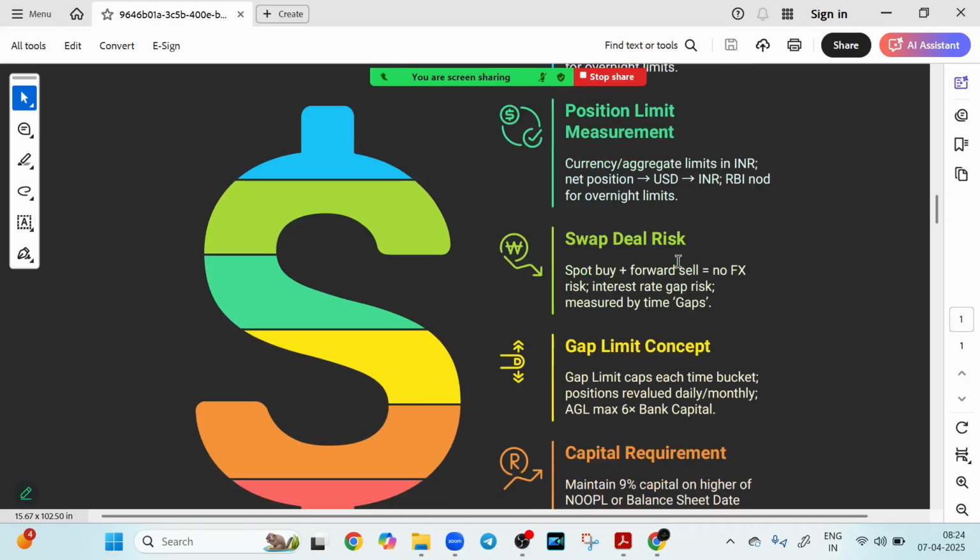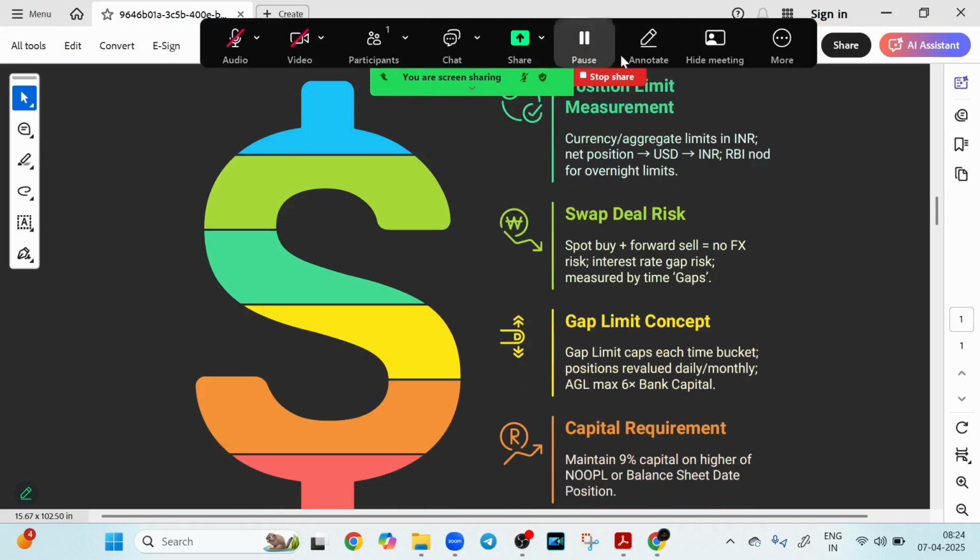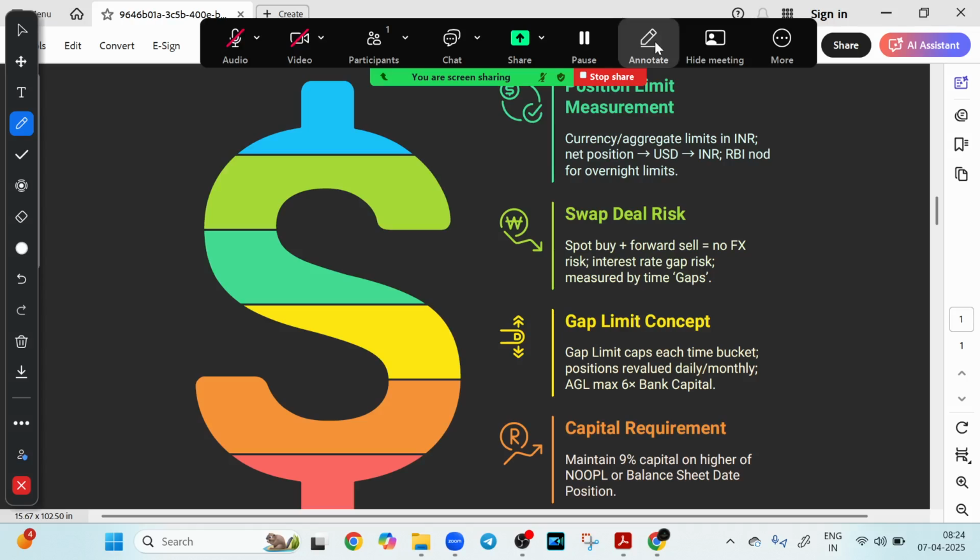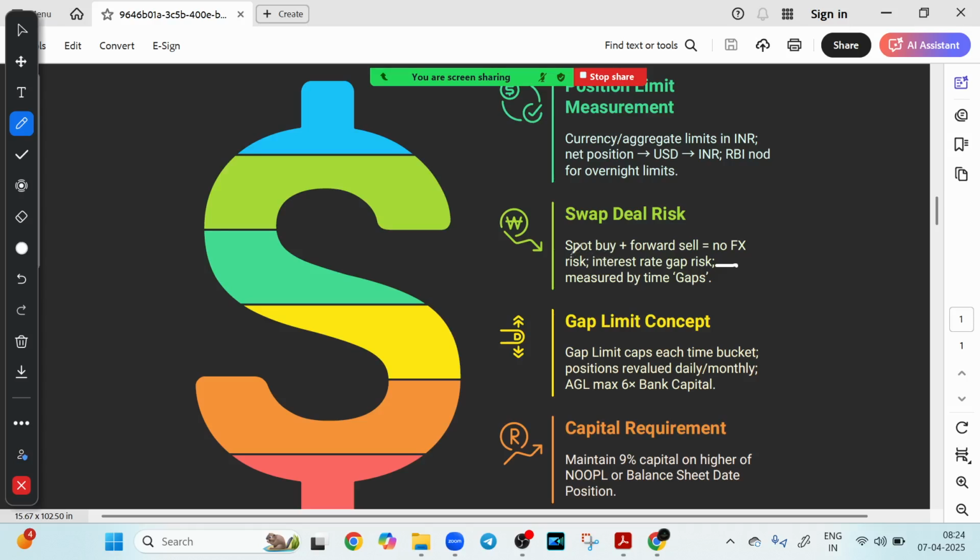Now the swap deal risk. Here you can see the meaning of a swap deal. Here is where things get interesting. If a bank buys in the spot market and sells in the forward market, it technically avoids foreign exchange risk, because it is buying in the spot market and selling in the forward market. So basically it is avoiding the foreign exchange risk, right. But there is a catch. What is the catch? The catch is the interest rate gap risk.